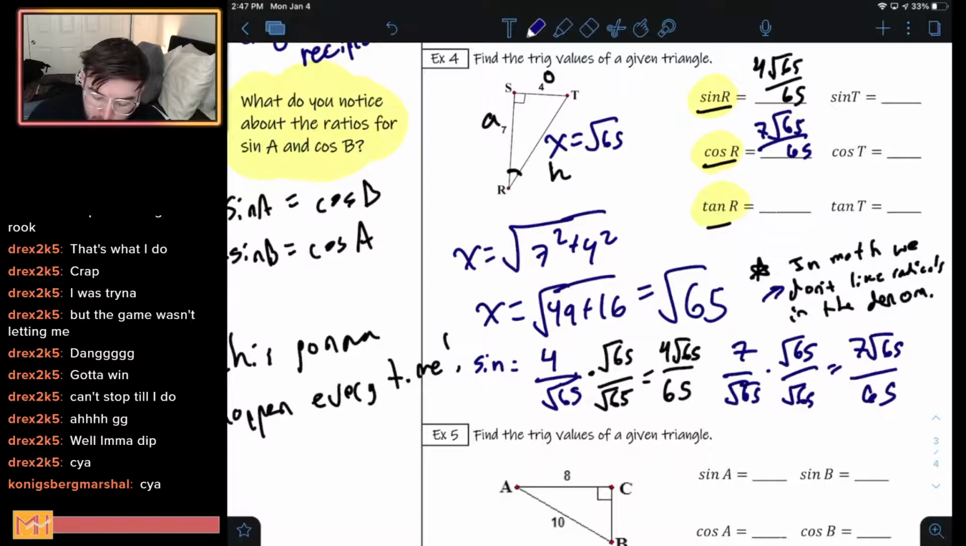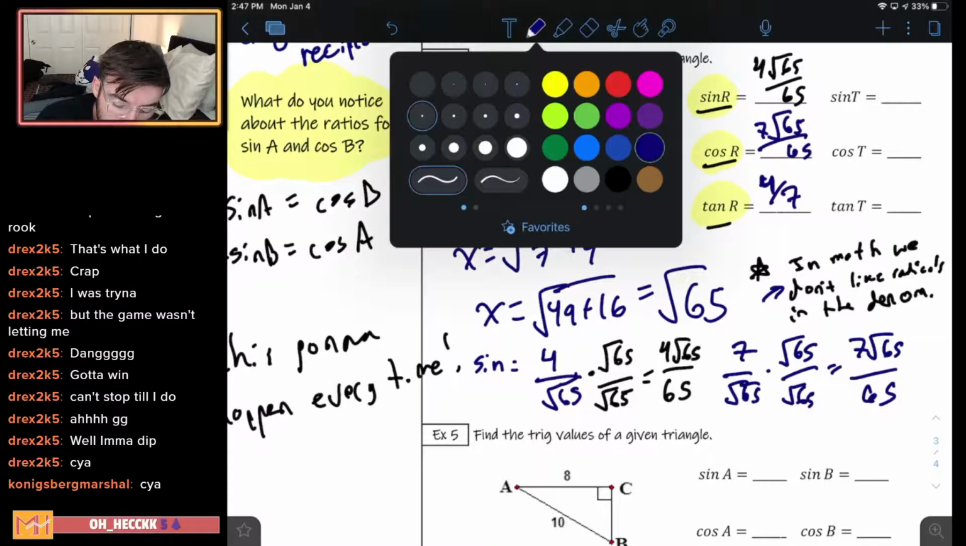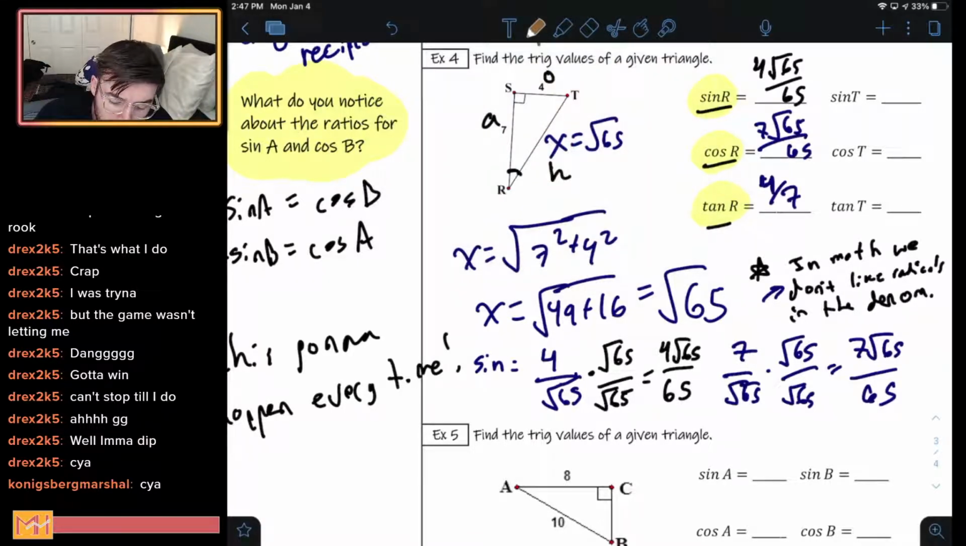So there's that. And then the last one, you already answered as well. Opposite over adjacent, 4 over 7. Now, that required a little bit of work, but guess what? The other three we're already done with. Flip to find that, and then sine and cosine.